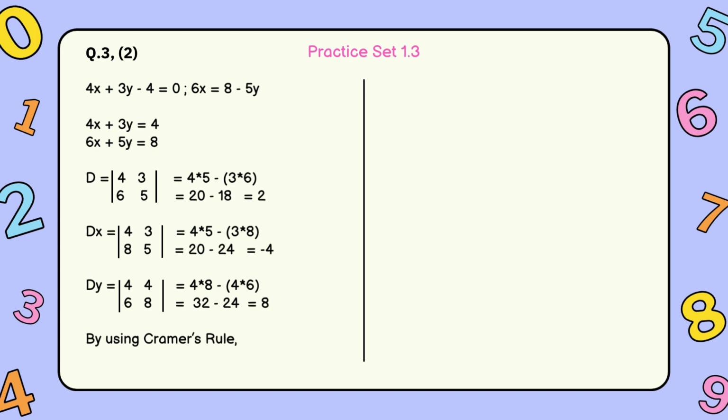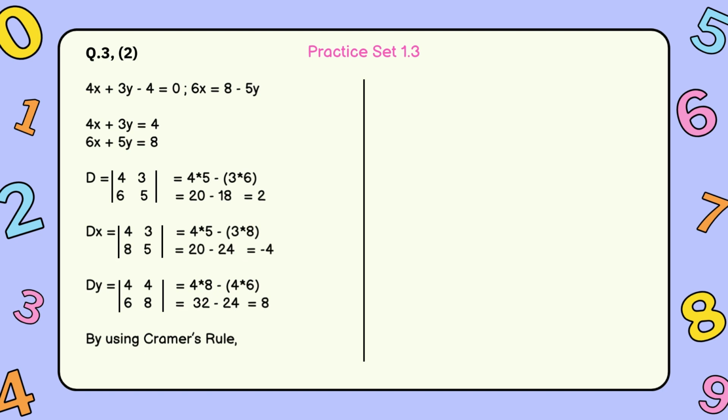So we get 4 into 5 minus 3 into 6. By solving we get 20 minus 18 and our answer for D is 2. In Dx we have to replace the coefficients of x by the constants. So here the changes would come in the first row, that would be 4, 3, 8 and 5.